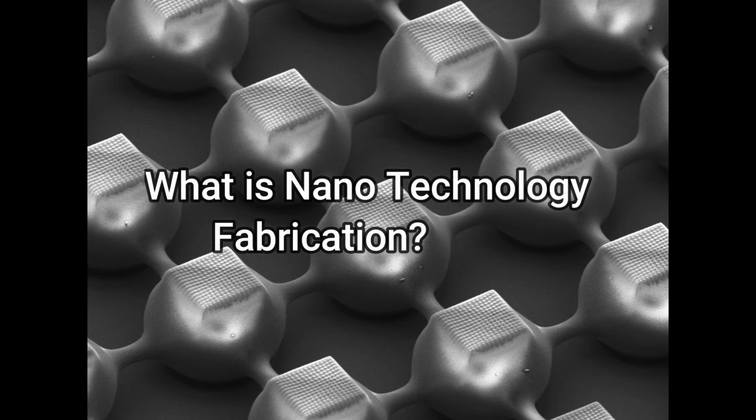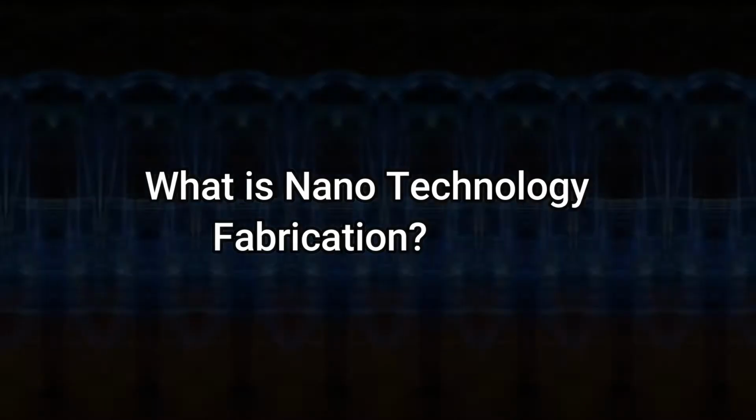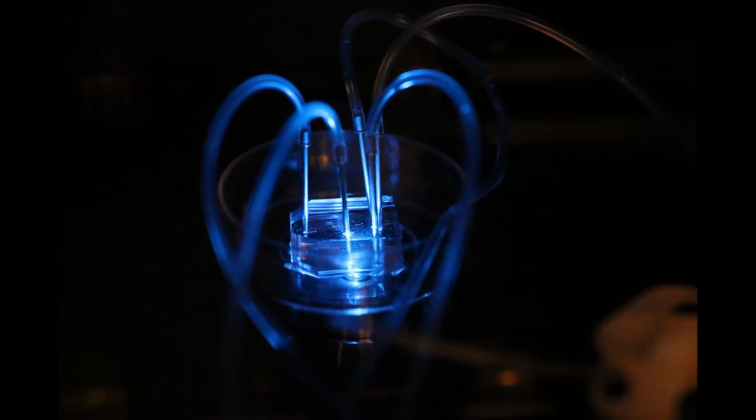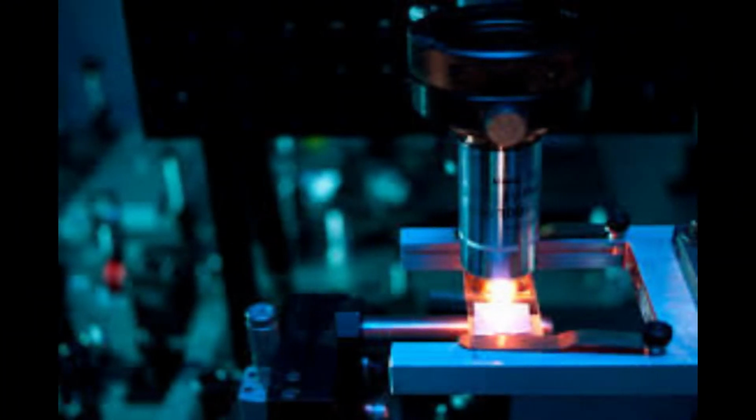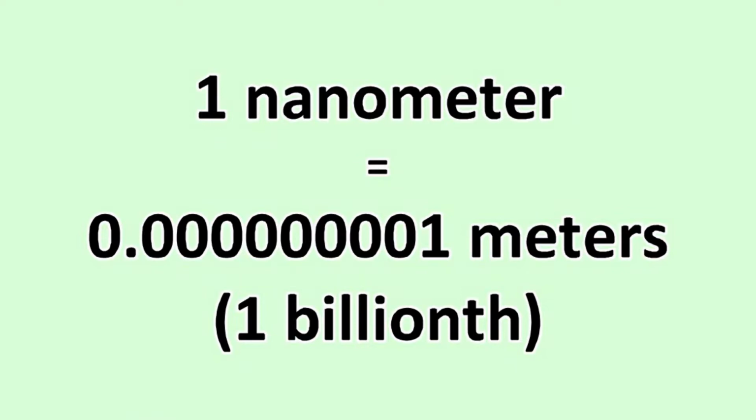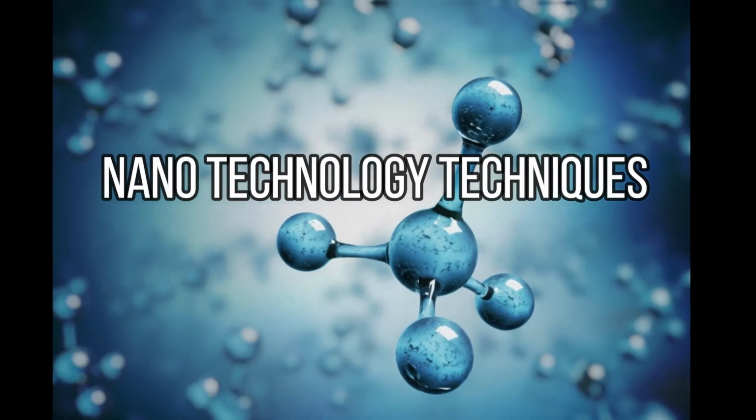What is nanotechnology fabrication? In the simplest of terms, nanotechnology refers to the method of producing objects whose size range is in nanometers. These objects can go up to several hundred nanometers. 1 nanometer is 10 to the power of minus 9 meter, which is 1/1,000,000,000th of a meter. Nanostructures are extremely complex and find great usage in various fields.